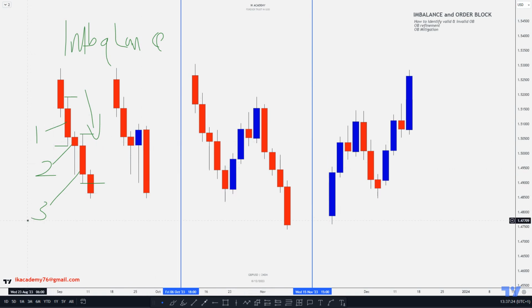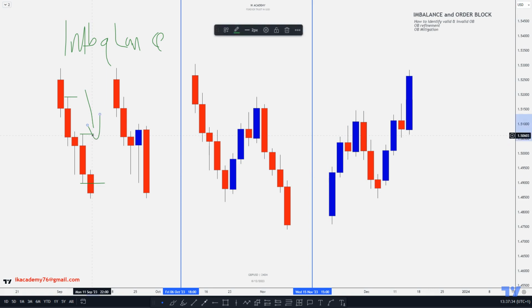So now let's look at another scenario. Let's pick another candle and see if we can identify an imbalance there. Let me clear this up. Now let's pick the first one. Let's look at the first candle. This is going to be our first candle, then number two will be here. This is number two, this is number one, and this is going to be our number three.